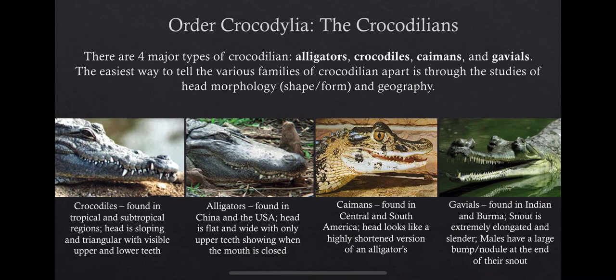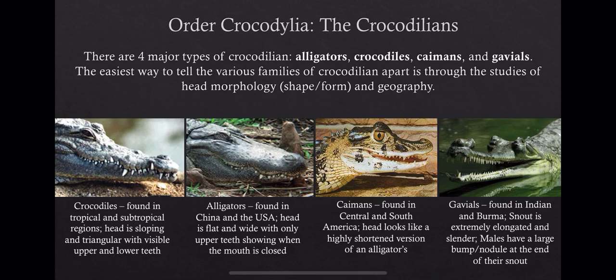So in crocodiles, you're going to see two sets of visible teeth. Both the upper teeth and the lower teeth are visible when the head is closed, the mouth is closed. In your alligators, when the mouth is closed, you only see the upper teeth, no bottom teeth. So that can be a dead giveaway for you.